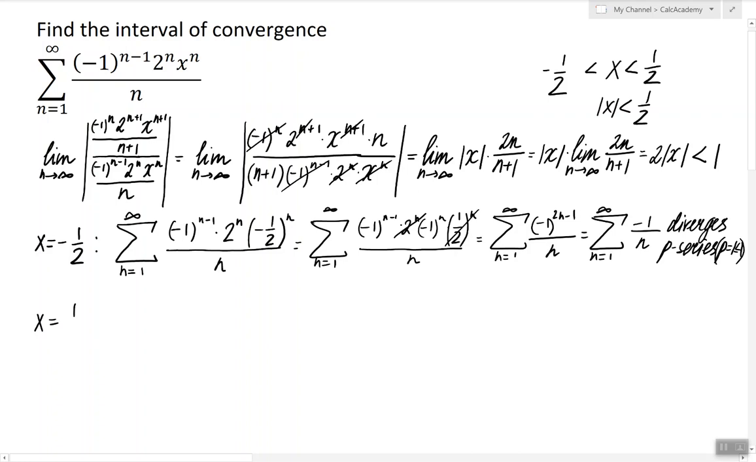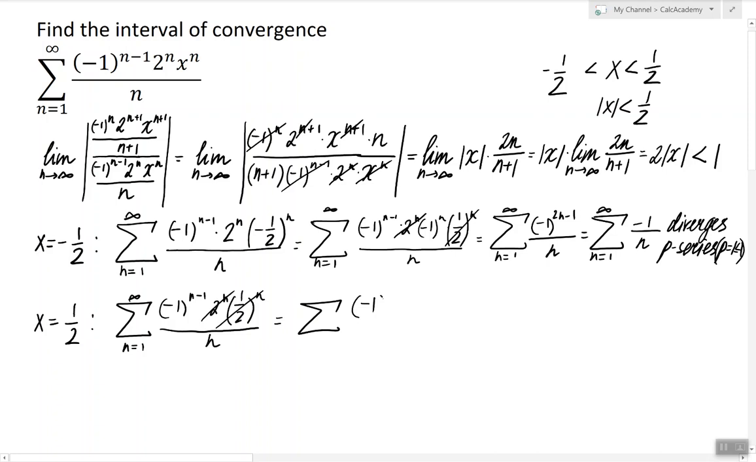So next we're going to check the series at 1/2. So replacing x with 1/2 in the power series gives us the following series. 2^n and (1/2)^n, actually the product is equal to 1. And here we do get a true alternating series which converges by the alternating series test.